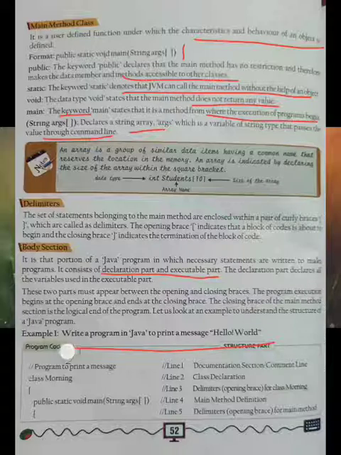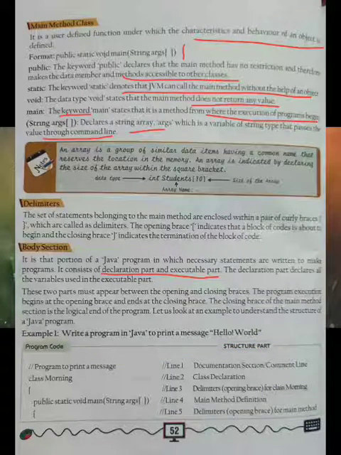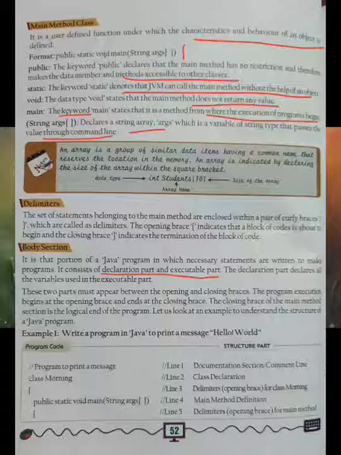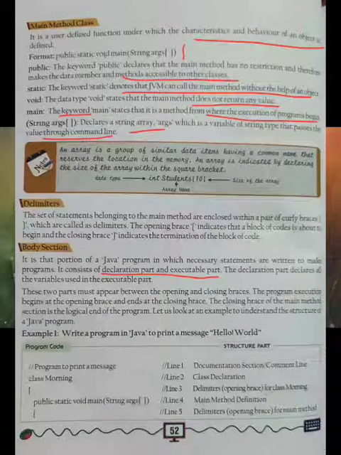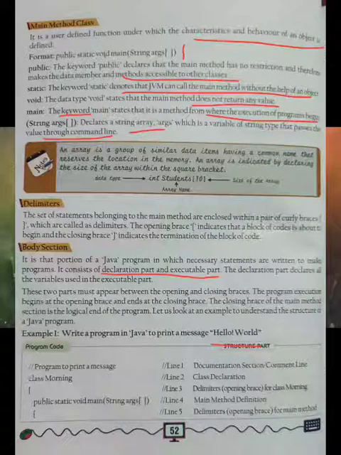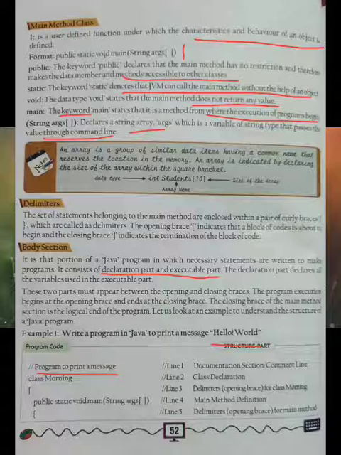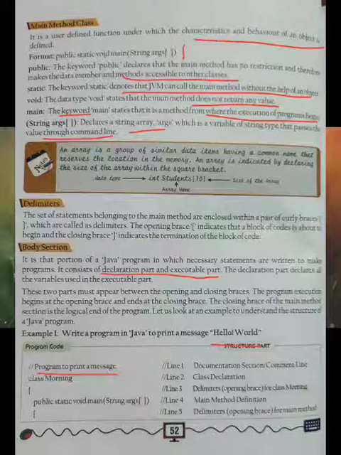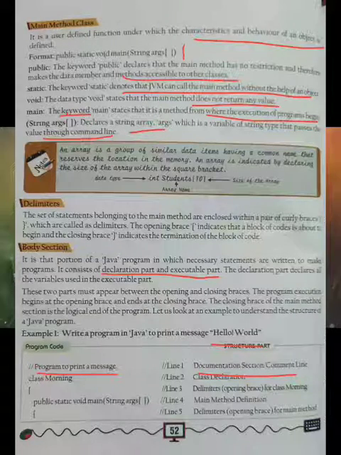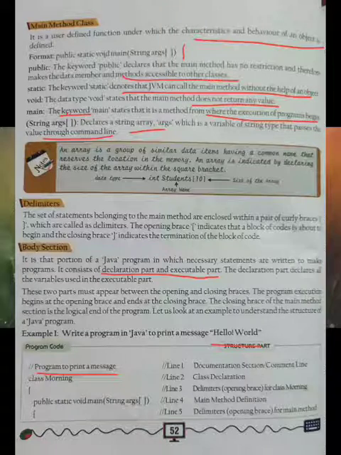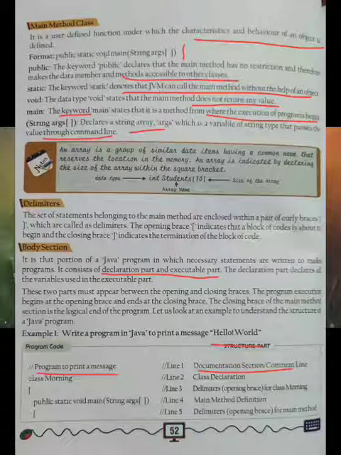Now let us see one Java program. This is a simple Java program: write a Java program to print the message Hello World. See the very first line, it is a comment: program to print a message. Just now we have studied about comments. This comment is called the documentation section. The first line is the documentation section, and it is a single line comment.